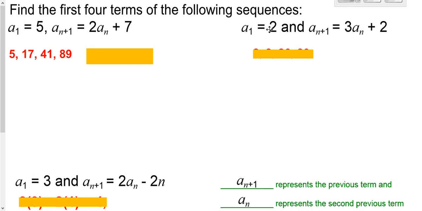Looking over here, I'm starting out at 2, so that's my first term. Then my rule says 3 times my previous term plus 1. So I need to go 3 times my previous term of 2 and add 2. I think I said plus 1. Sorry about that. So 3 times 2 plus 2 is 8. Then I got to go 3 times my previous term of 8 and add 2 to get to my next term. Then 3 times 26 plus 2 to get to my fourth term.